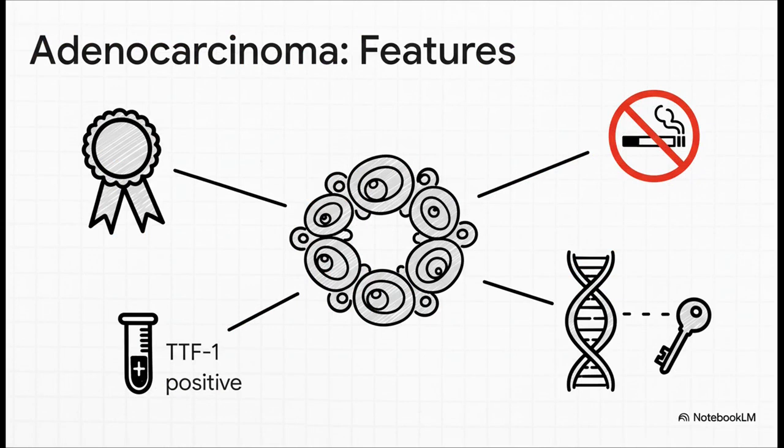So the key things to remember for adenocarcinoma are, it's the most common type, even in people who have never smoked. Microscopically, you'll see glands or mucin, and it stains positive for a marker called TTF1. And this is crucial. It's often linked with driver mutations like EGFR and ALK. This is so important because now we have targeted drugs for these specific mutations. This is pathology directly guiding patient treatment.